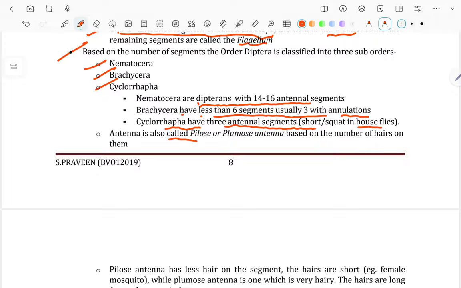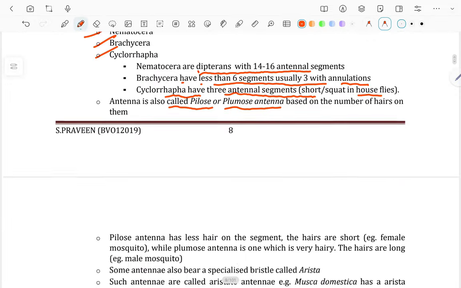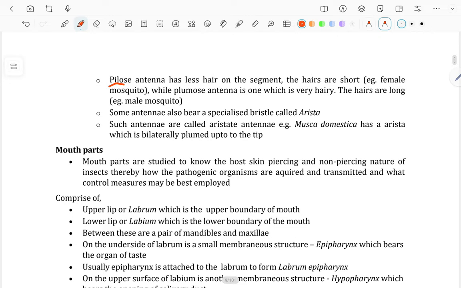Antenna is also called pilose or plumose antenna, based on the number of hairs on them. Pilose antenna has less hair on the segment. The hairs are short, example female mosquito, while plumose antenna is one which is very hairy. The hairs are long, example male mosquito. Some antennae also bear a specialized bristle called arista. Such antennae are called aristate antennae. Example, Musca domestica has an arista which is bilaterally plumose up to the tip.